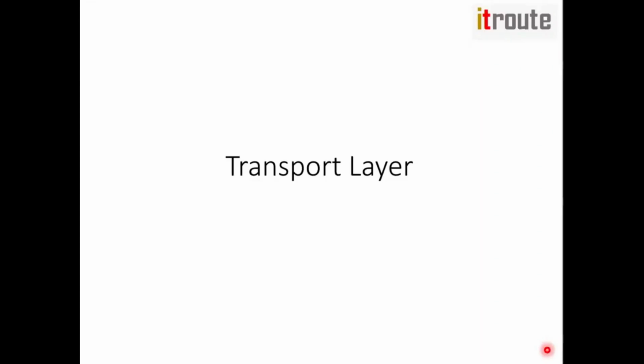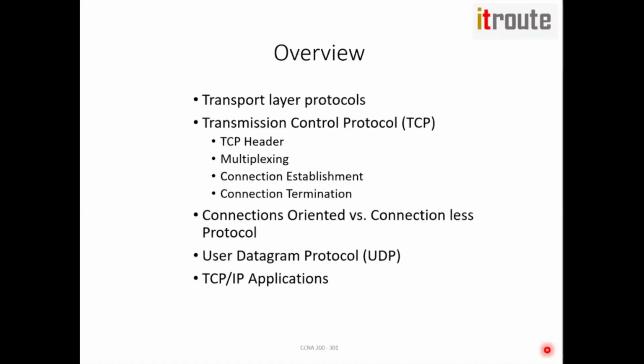Now, in this section we will look at the transport layer. This is layer 4 of the OSI model. In the transport layer, we have Transmission Control Protocol, which is TCP. As part of TCP, we have the TCP header, multiplexing, connection establishment, and connection terminations. These are the topics we will look at. Then connection-oriented versus connection-less protocol, User Datagram Protocol, which is UDP, and TCP/IP applications. These are the things we have as part of this transport layer.